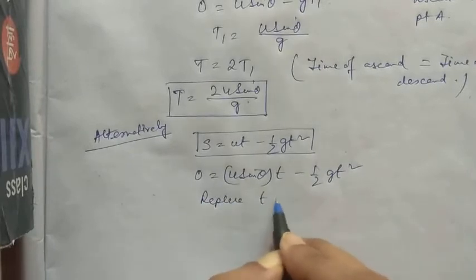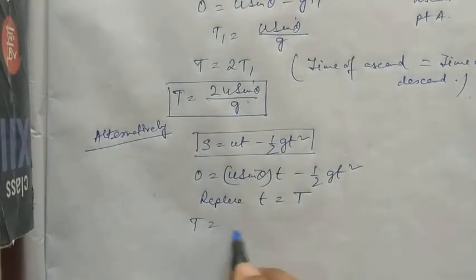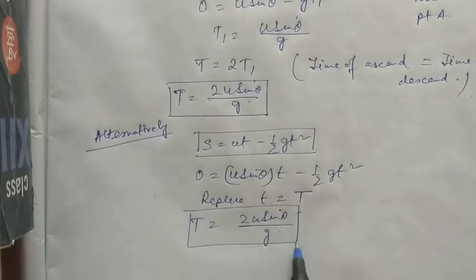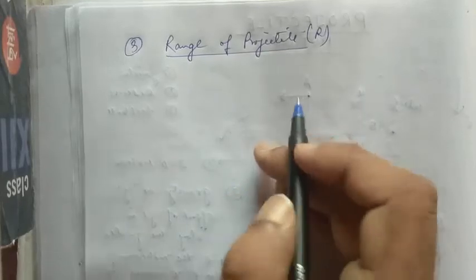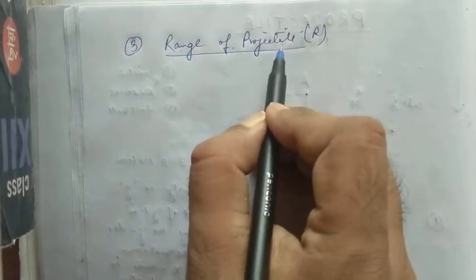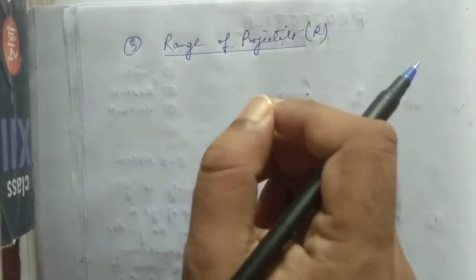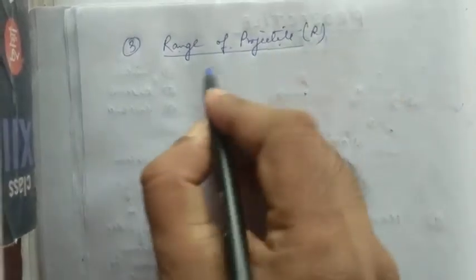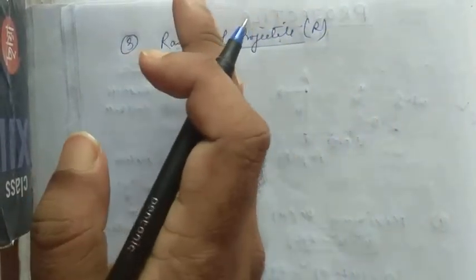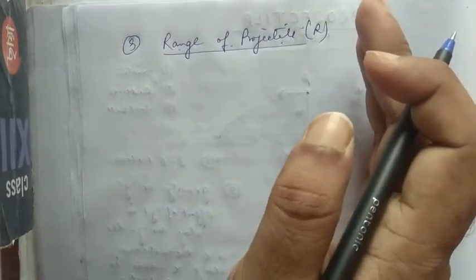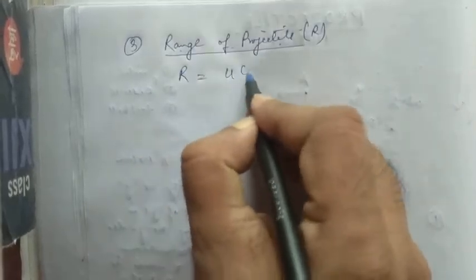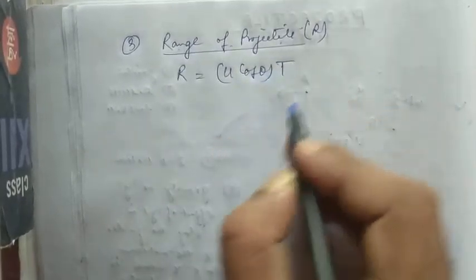Replace t, so t becomes 2u sin theta by g. Now we are trying to find out the value of the range of the projectile. Range of projectile means the maximum displacement along the x direction. Now as I have said earlier, the displacement along the x direction is independent of the gravity force. So R is equal to u cos theta into t, the time of flight.